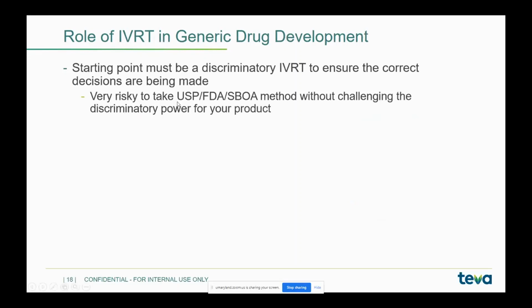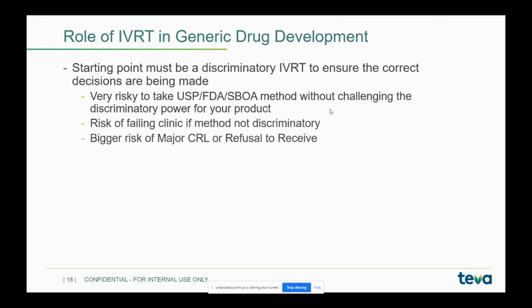People pick up USP methods, FDA methods, and use them directly, and it is a very, very risky strategy. It may work for you, but without challenging the discriminatory power for your product, you could end up going into a clinic where the products just don't release the same, and that is a very costly exercise. So there's a lot of money spent when it could have been avoided.